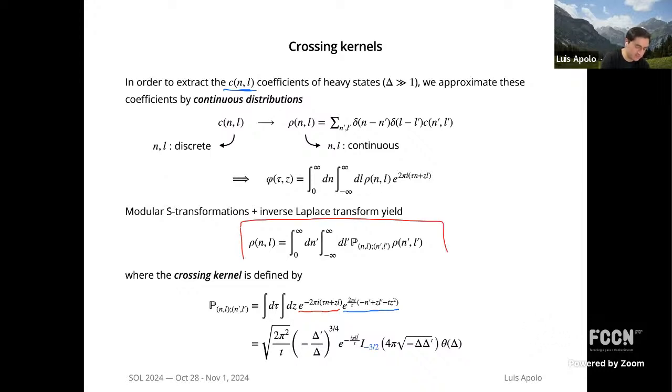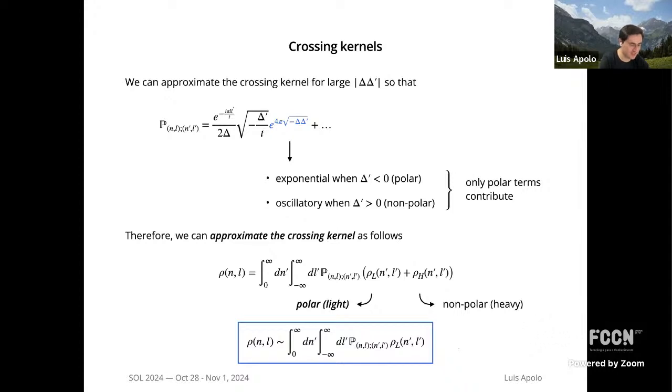for the density of states. So there's an integral over delta prime and l prime. When delta prime here is less than 0, so when you have a polar state, this is a good old exponential. But when it's greater than 0, which would correspond to a non-polar state, it's oscillatory.